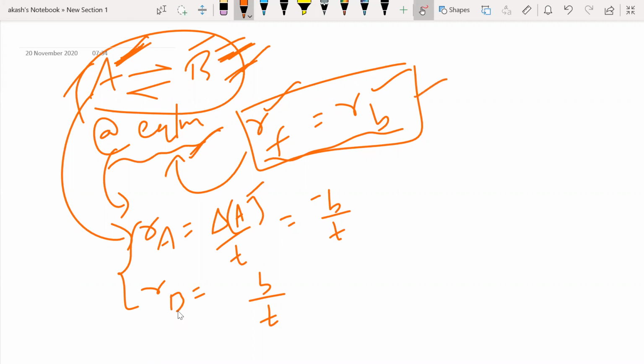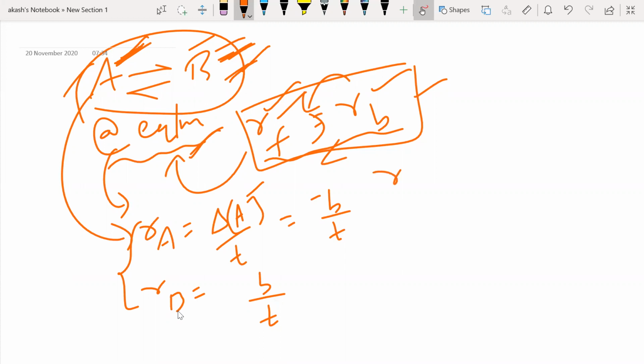But till the reaction has reached equilibrium, this might be greater, this might be greater, I don't know. Depending on which is higher, depending on which is faster, that reaction will happen. Say if the forward reaction is faster, the forward reaction will happen till equilibrium. If the backward reaction is faster, the backward reaction will happen till equilibrium. But at equilibrium, what will happen?